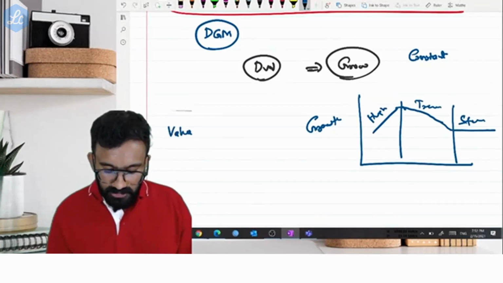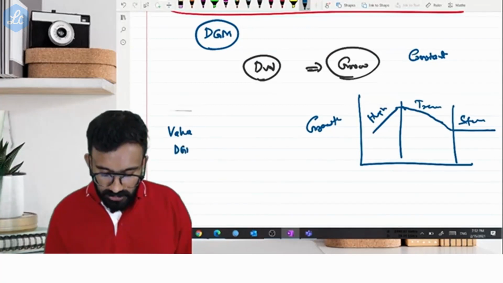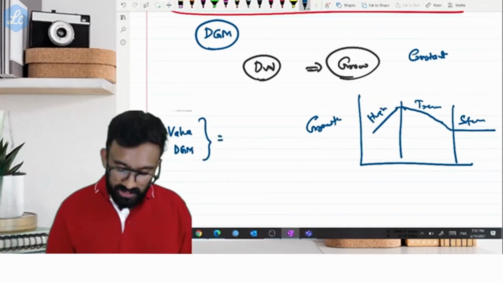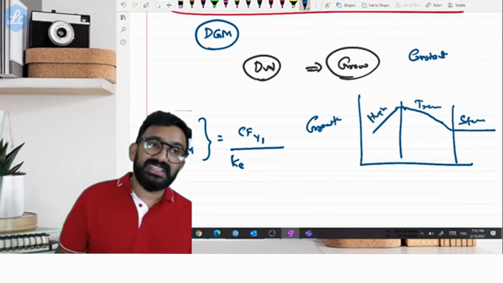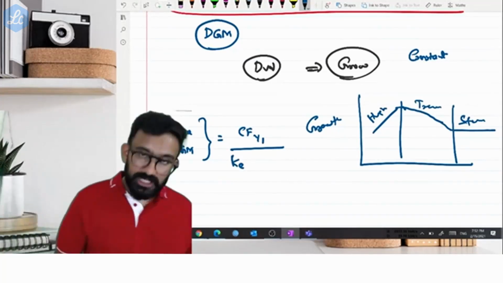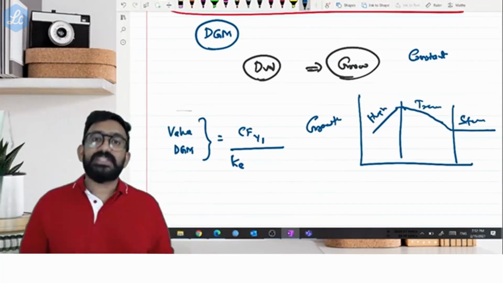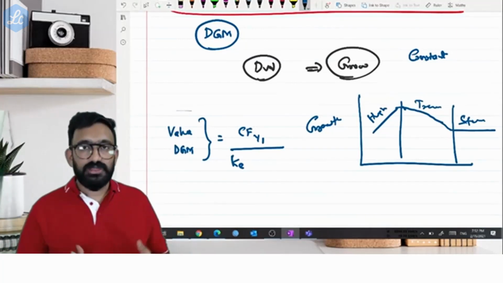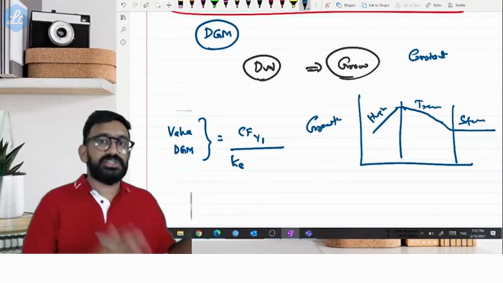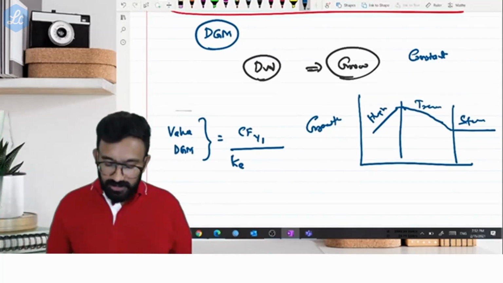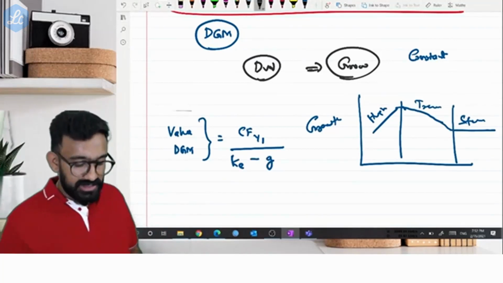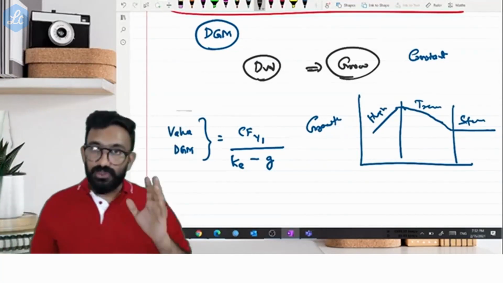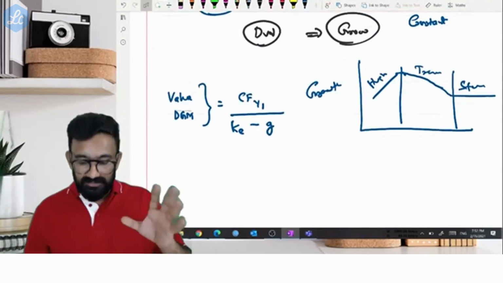The value of a share in the dividend growth model is going to be your cash flow for year 1 divided by your discount rate, which is generally taken as the cost of equity. There are multiple reasons why we take cost of equity as the discount rate, which you will have to go and watch our lectures to understand, and minus growth. This will give you an understanding of how to calculate value if there is growth involved in this particular dividend or whatever cash flow.